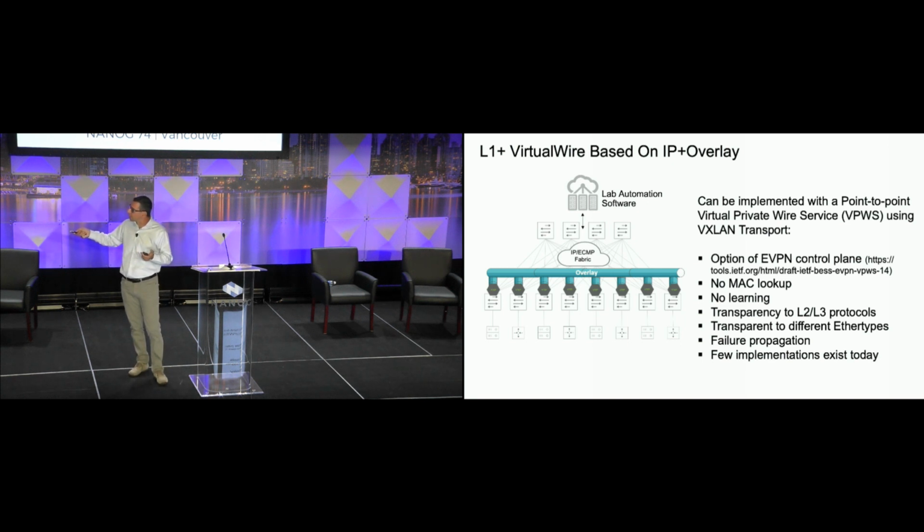The trick here, again, is to disable MAC lookup, no learning. You want these links to be transparent to every protocol. Failure propagation is also very desirable here, actually a must, and it's implementable if you look at this technology specified by EVPN. Now, the problem is there are very few implementations today, and even fewer are integrated with lab automation software. But this gives you the full benefit of an IP ECMP fabric applied to a lab automation environment to build a dynamic, layer 1 transparent cross-connect.